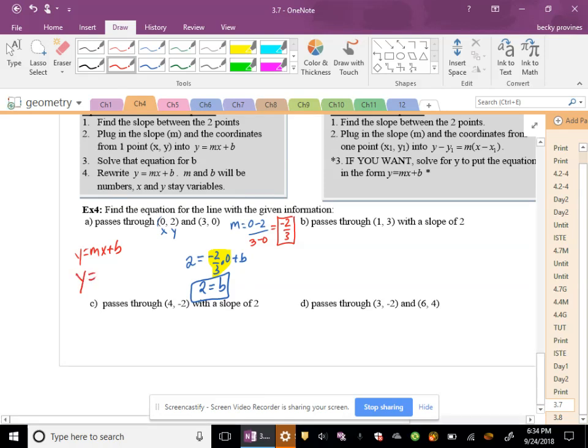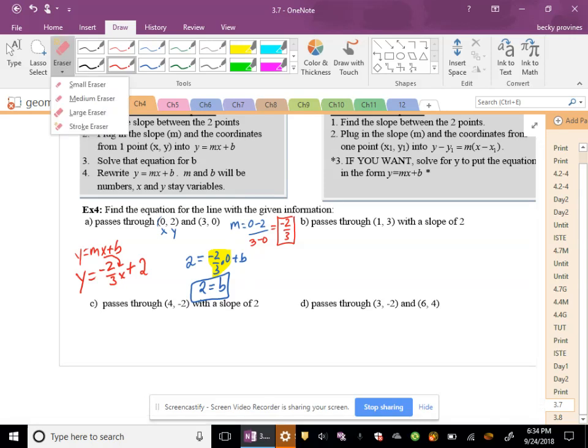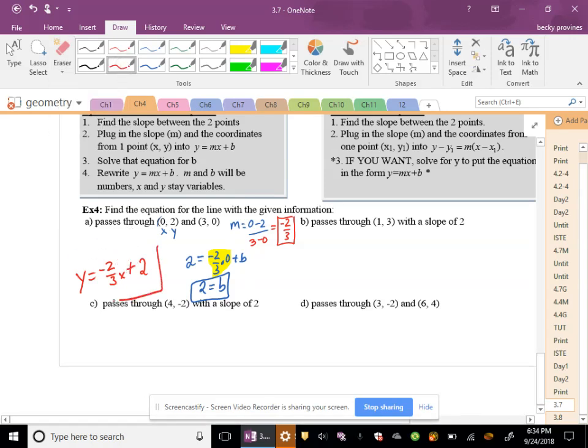So y equals m. What's my m? We already found it, negative 2/3. Now this x, you have to drop it down, plus b, and my b is 2. You're finished. This is your answer. Done.